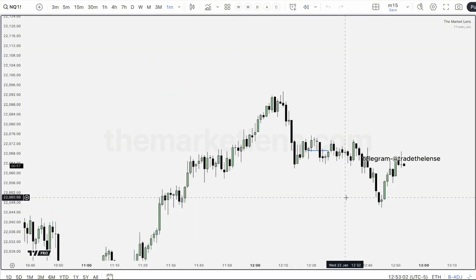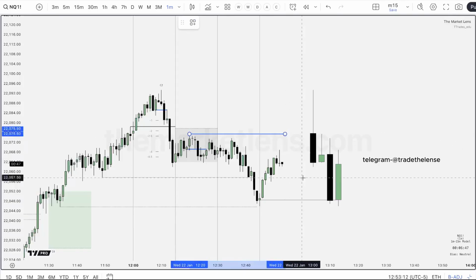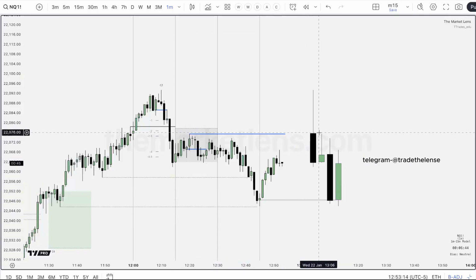I don't know if it did or not. No, it didn't. Now you see we get a V shape down and back up. So generally when this happens, now we're just going to run back to these highs, and you can see the failure to continue.